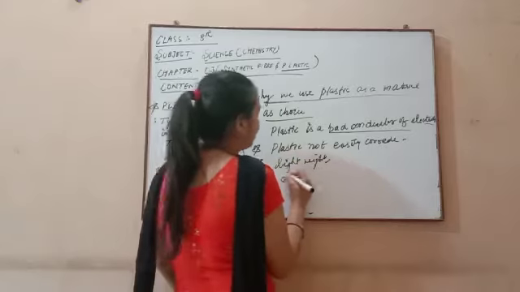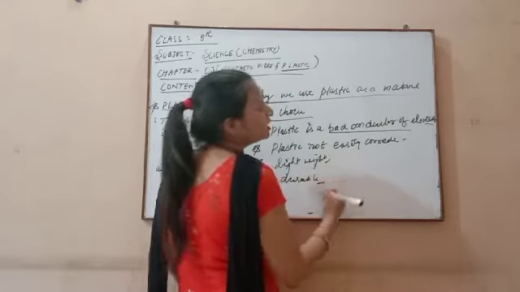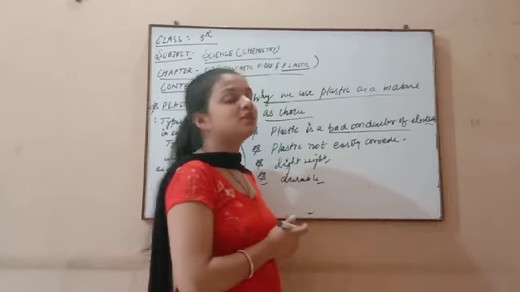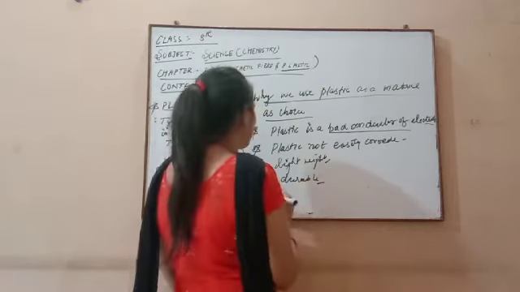Now next one, durable. Durable means it is a long-used substance. It is not destroyed easily. So this is also a very important characteristic of plastic.